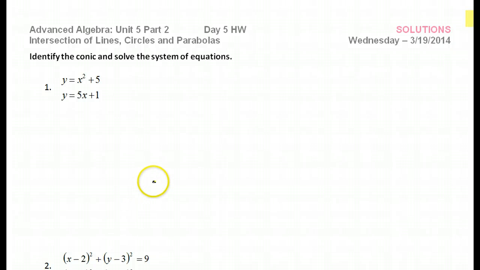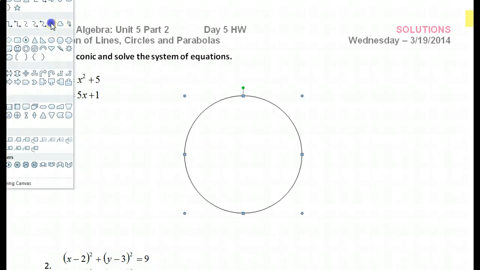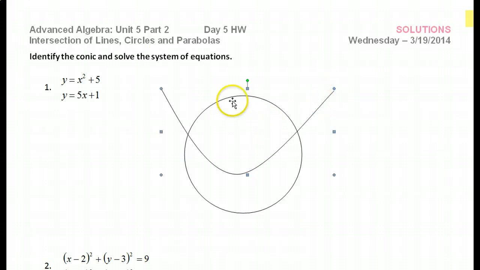Alright, in today's lesson we will be exploring how to find the intersection of lines, circles, and parabolas. So, the idea is like this. If we have a circle and maybe we have some sort of a parabola coming through, you can see that the intersections in this case would be like here and here. So for example, we're going to be finding points like these where these two figures meet.